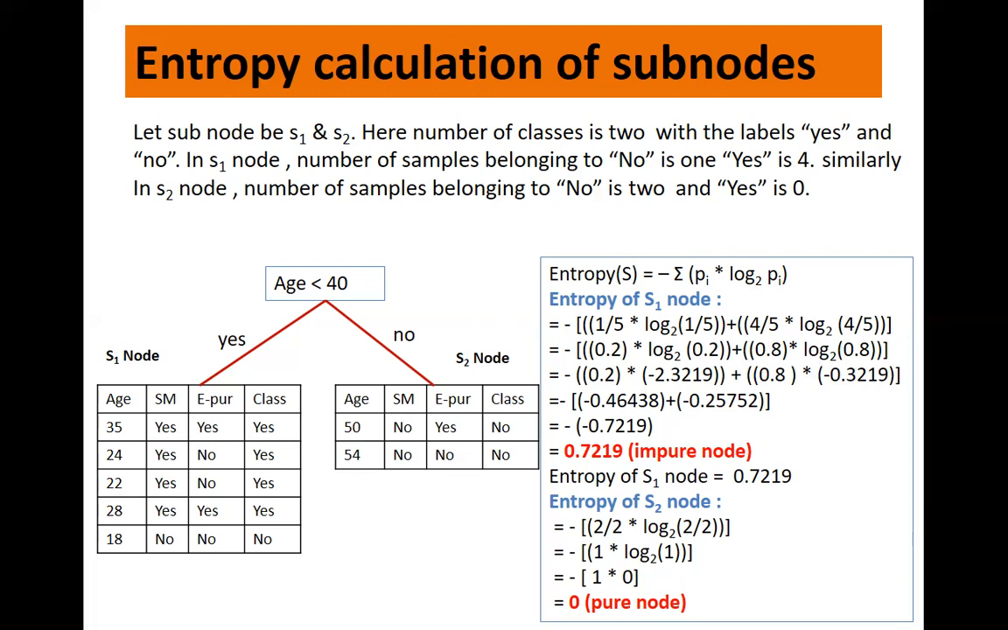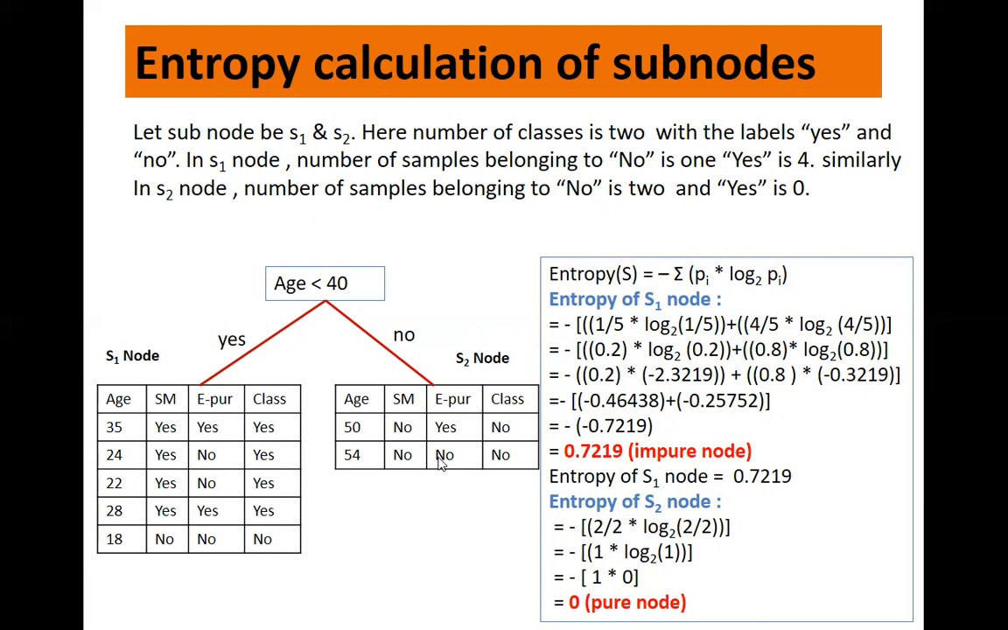So here we calculated the entropy of subnode S1. What we did, we counted the number of yes and number of no. Number of yes is 4 out of 5 samples and number of no is 1 out of 5 samples. So we write it here. Number of no is 1 by 5 and number of yes is 4 by 5. So this is, you can say, Pi and Qi. Now let's calculate the entropy for the second subnode, that is the S2 node.